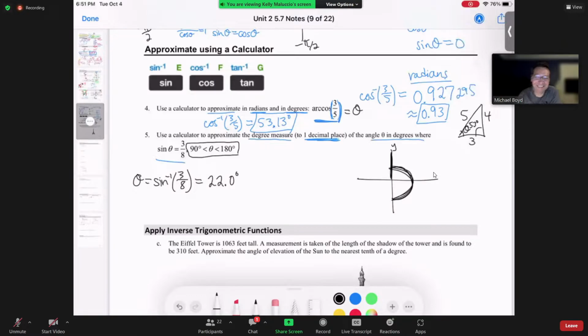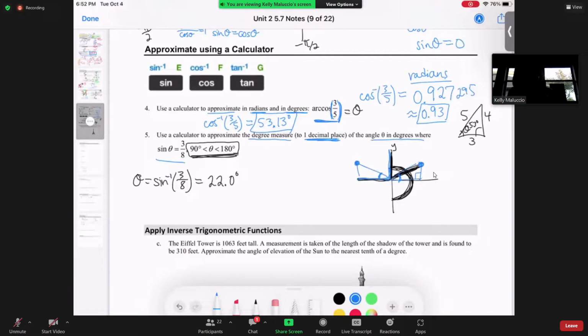Okay, so I get 22, which is somewhere there. I want something between 90 and 180. So I want something in this section here, the blue. Now to do that, if this is the point, and I made a right triangle, I could just reflect it over here, and that angle will be the same as this one. So these will be the same.